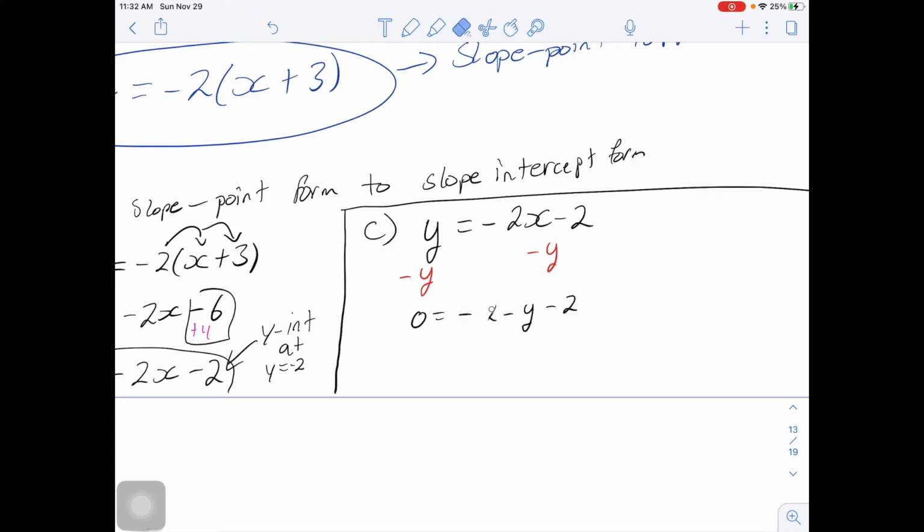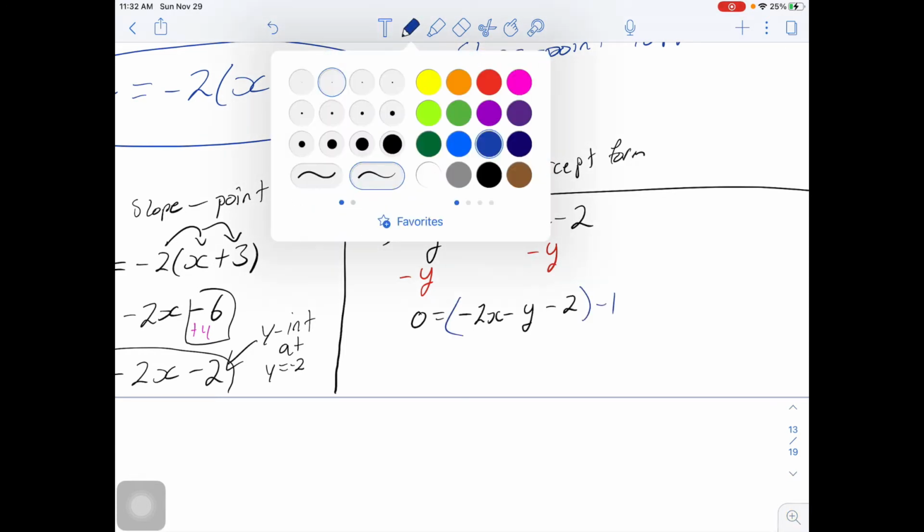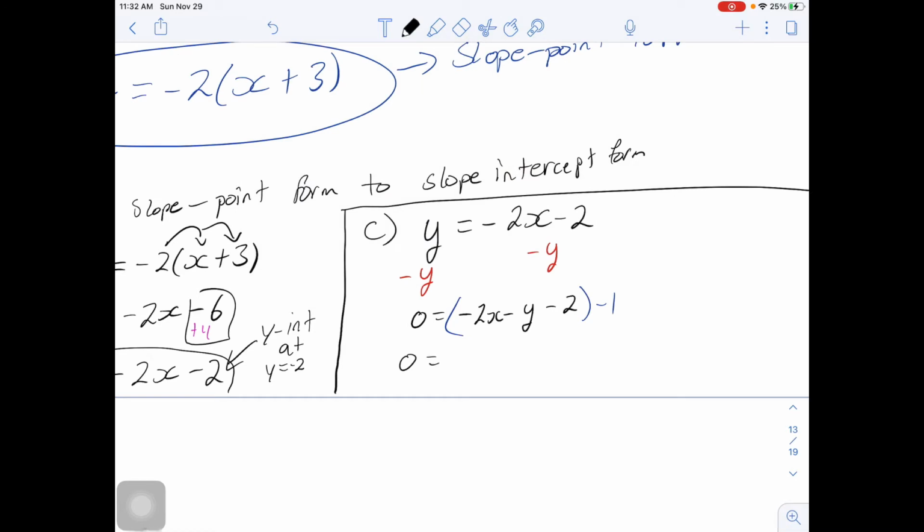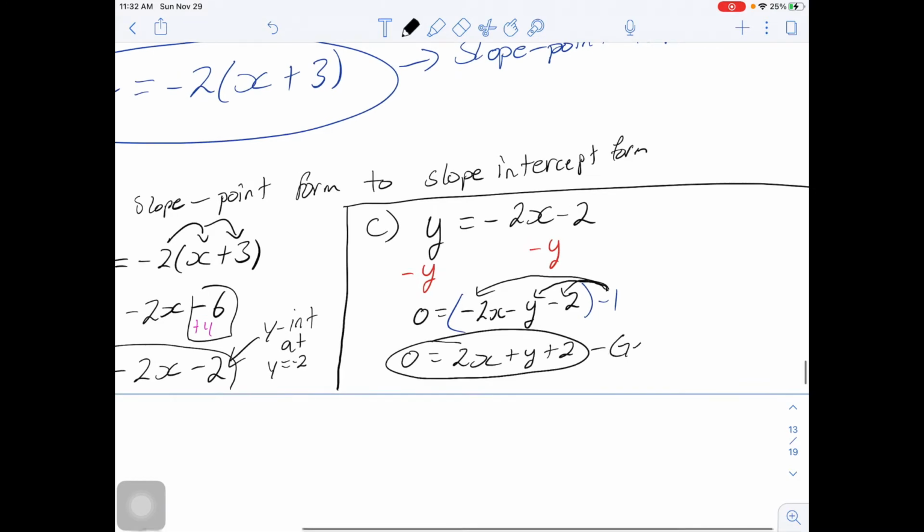So I did forget to write 2x there, -2x, right? -2x. So how do I get rid of that negative? Well, I'm simply just going to multiply everything by -1. So I'll get -1 times -2x, which is positive 2x, -1 times -y, which is positive y, -1 times -2, which is positive 2. And there's my general form.